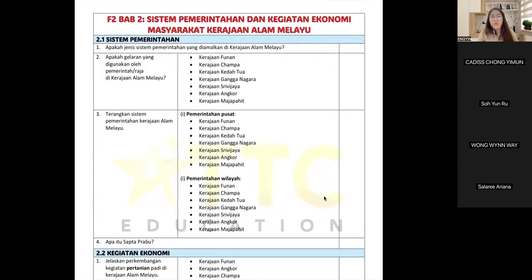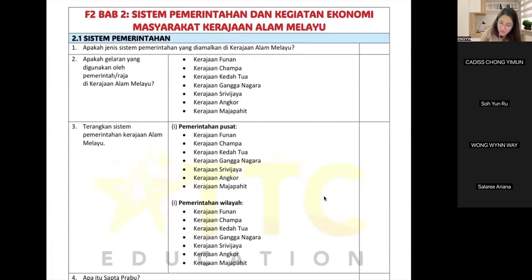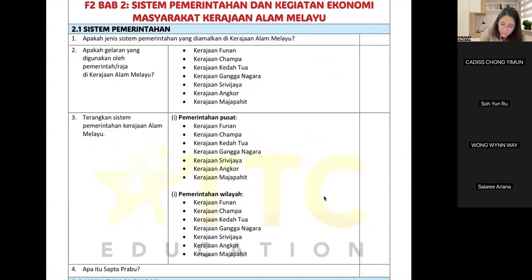Chapter 2, we only got 2 subtopics. One is talking about the system pemerintahan, which is the king. Guys, by looking the name itself, I believe you guys know what type of system they are using. Kerajaan Alam Melayu. What type of system they are using? Raja. So, sistem pemerintahan beraja. That's why the 2.1 you need to learn how did they address their king. Gelaran. How did they call their king as?